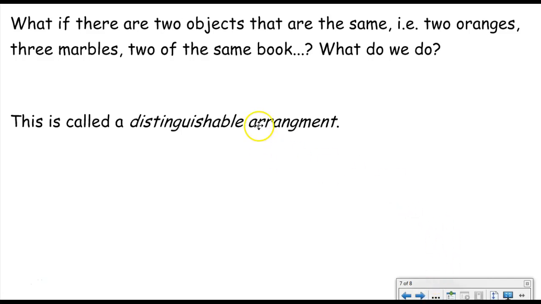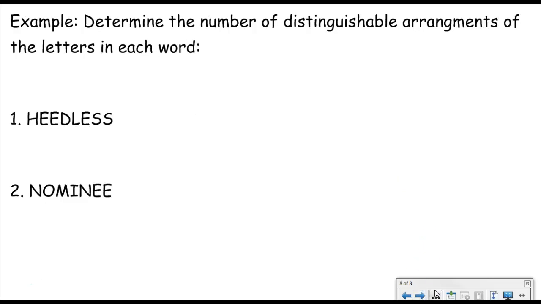What if there are two objects that are the same? So there's 2 oranges, 3 marbles, 2 of the same book. What do we do? This is called a distinguishable arrangement. We see this a lot with letters, so this is what it'll be like on your test as well. You count up how many total letters there are. So 1, 2, 3, 4, 5, 6, 7, 8. There are 8 letters, so we do 8 factorial.